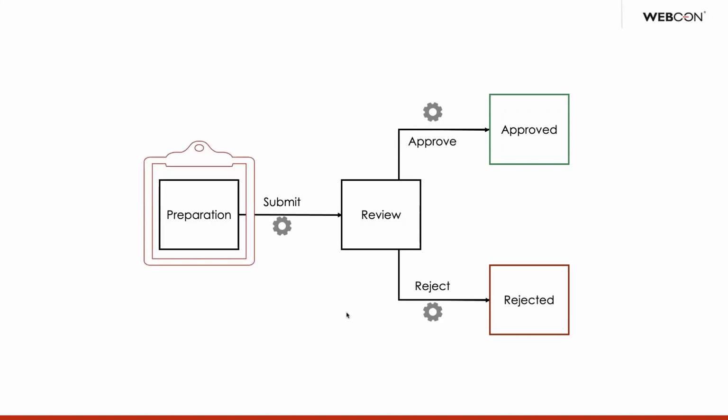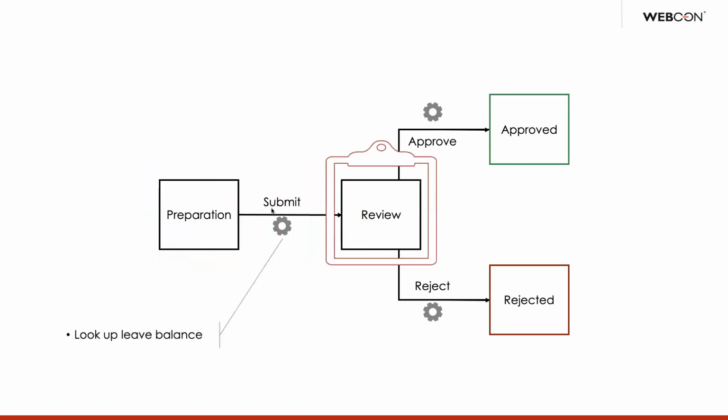So we create a form, and the form is something that is prepared, and then when someone chooses to submit it, we move it along. But along the way, we look up someone's leave balance to see whether or not they've accrued enough time to take the vacation that they want to take. And so now we're in the review stage. And in the review stage, essentially, whoever is supposed to be looking at this at the moment has the ability to click on the approve and reject buttons. But it's the same form.